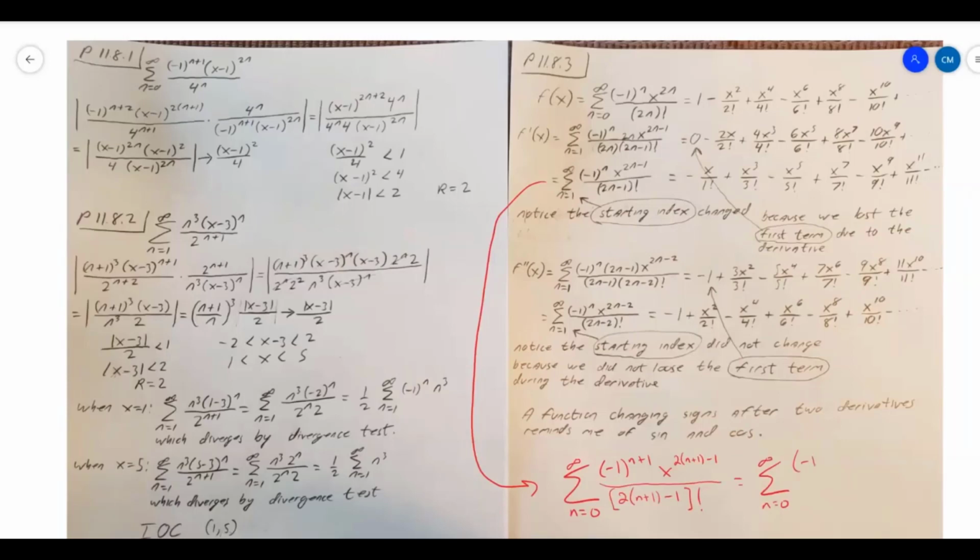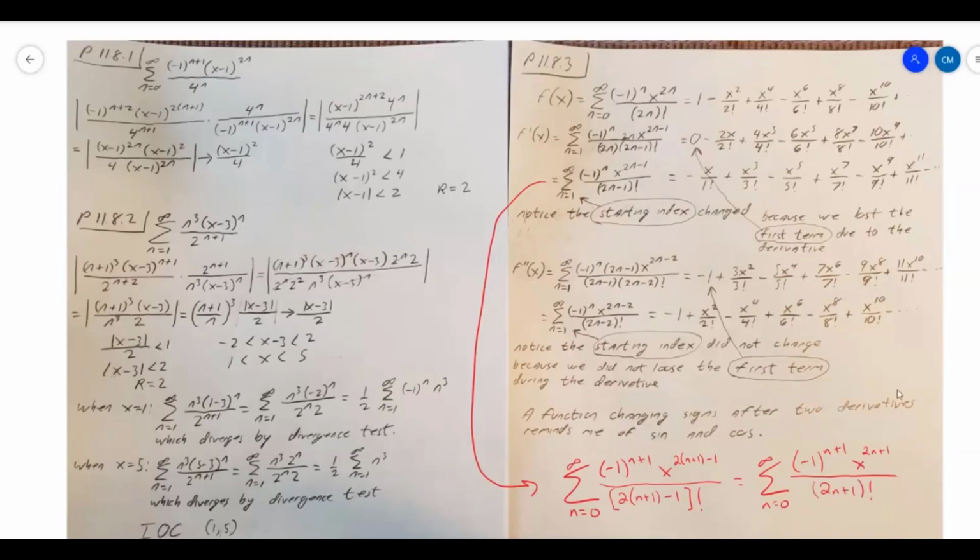And then if you simplify that, what do you get? You get negative 1 to the n plus 1. Now look what happens there. It's 2n plus 2 minus 1. So that's 2n plus 1. So x to the 2n plus 1. And then this 2n plus 2 minus 1 is, again, 2n plus 1. So you get 2n plus 1 factorial here.